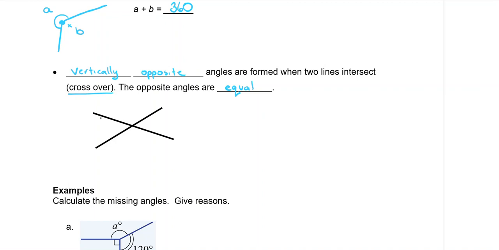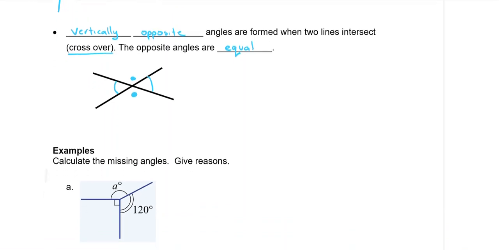Okay, so you can see here there's two lines that are crossing over each other. The angles that are opposite would be that one and that one. Those would be equal. So I'm giving them the same symbol, which is a dot, to show that those angles would be equal. Also, that angle would be opposite that angle, so they will be equal as well.